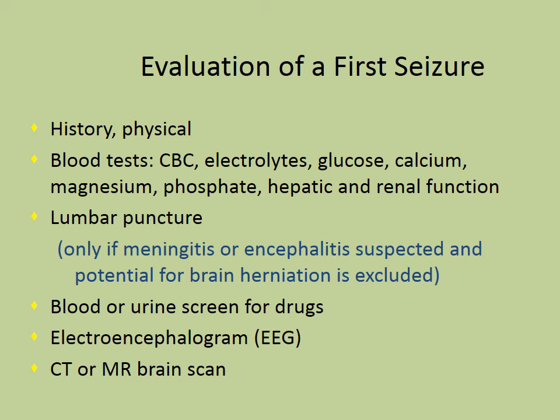The general physical exam is most useful when it uncovers evidence of a precipitant for an acute symptomatic seizure, such as meningitis or genetic predisposition to seizures.